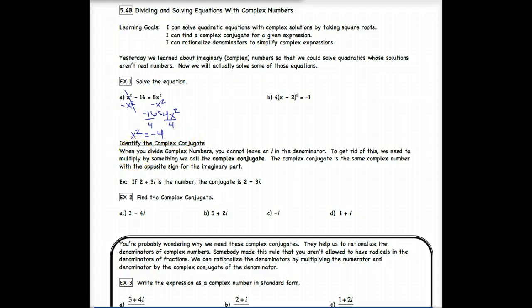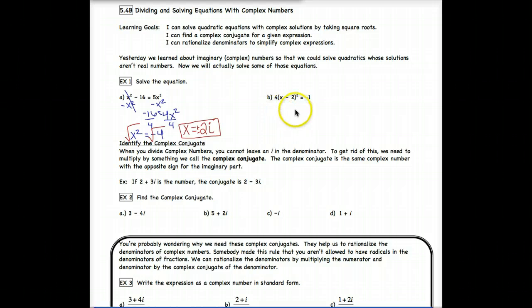Once the squared term is alone, then I can take the square root of both sides. Square root here, square root here. On the left, the square root of x squared is just x. On the right, the square root of negative 4. We know that the square root of 4 is 2, and because of the negative, we make it i. Because we were solving an equation, do not forget that you need a plus or minus. So plus or minus 2i is going to be your answer there.